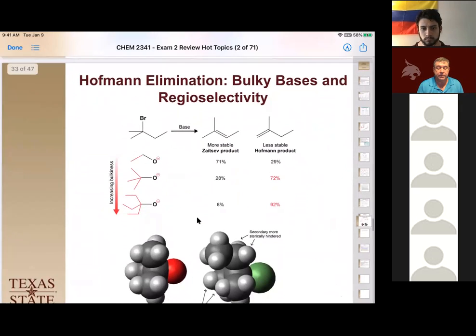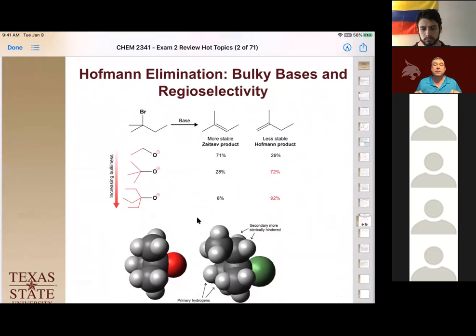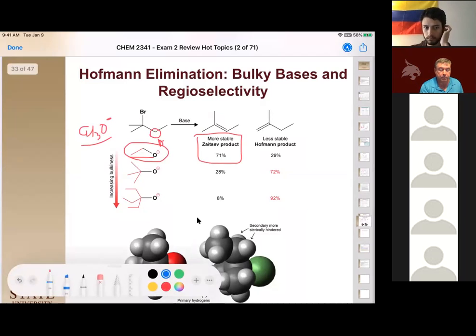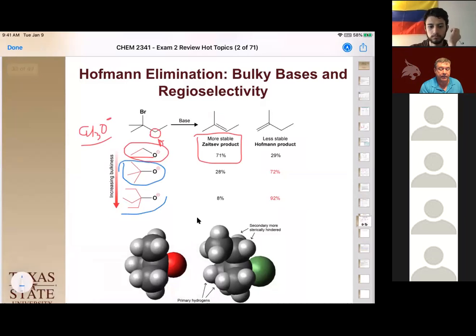Now, what happens if your base starts to get really big and your base cannot come in and get your secondary beta hydrogens? Ethoxide and methoxide, CH3O-, we consider these small, non-bulky bases because they just have a straight chain behind them. That negative charge is right up front, and it can easily get in to find our secondary hydrogens. And when we do that, we get the more stable product, the Zaitsev product, as our major product. But once we get to these bigger, bulkier bases, t-butoxide is classical, and then something else like that.